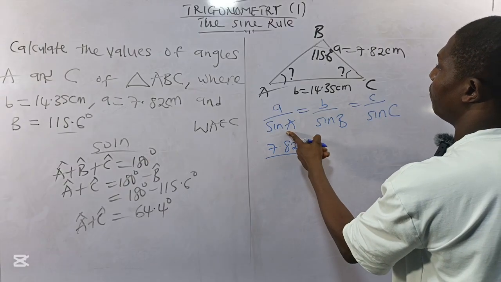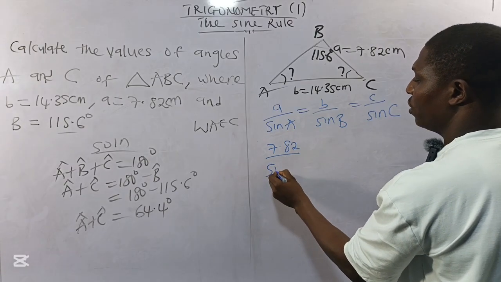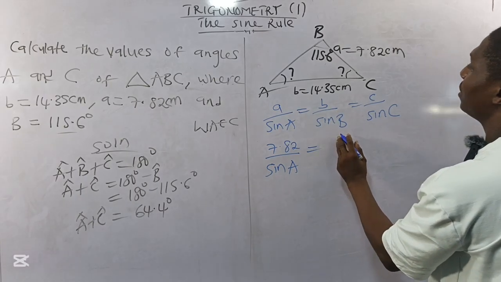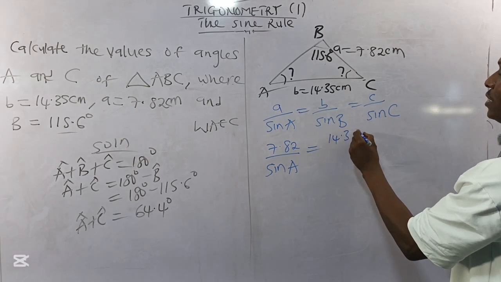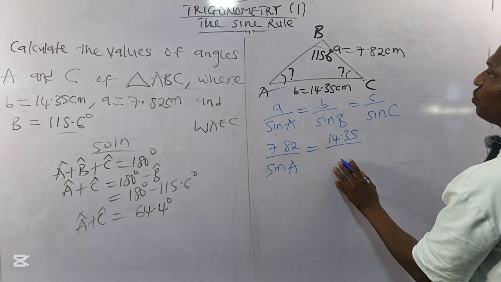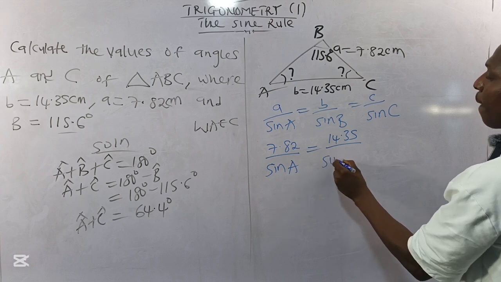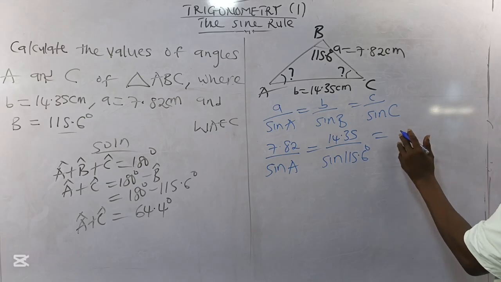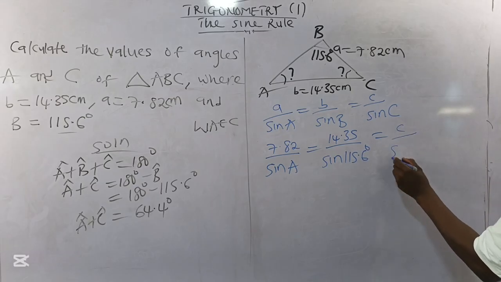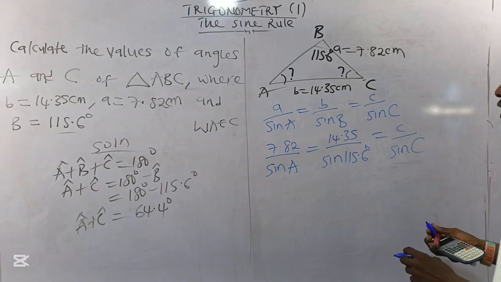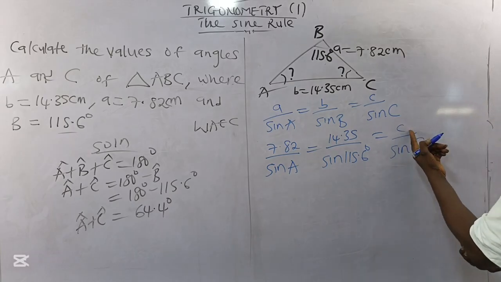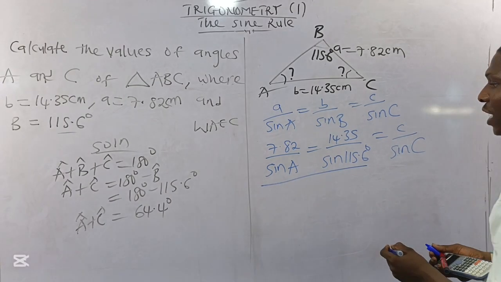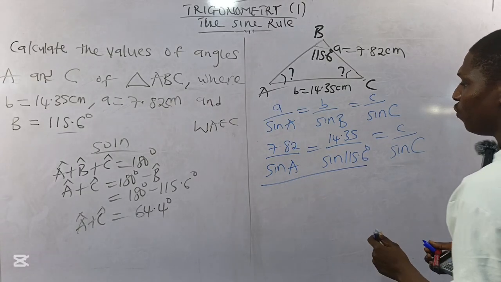7.82. My angle A is not known, so I have sine A equal to my B. My B is 14.35. My angle B is 115.6 degrees. And my C is not known also, and my angle C is also not known. Now, since these two, the side is not known and the angle is not known, I'll focus on these two. And you can see that I can make my A the subject of the formula here.